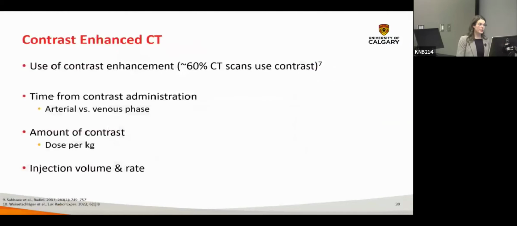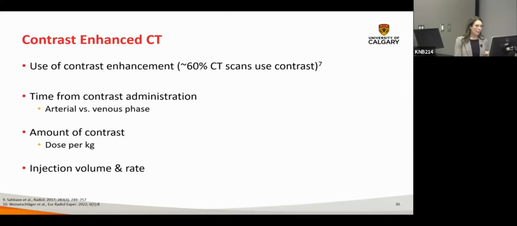So just a little bit on contrast-enhanced CT scans. The use of contrast enhancement is approximately in 60% of CT scans, but anecdotally, from another one of our studies, which I'll be discussing a little later, using critical care patients, we found that approximately 90% of the CT scans had contrast enhancement. So it is pretty common. And there's an overall increase in the proportion of contrast CT scans that are coming out nowadays as well.